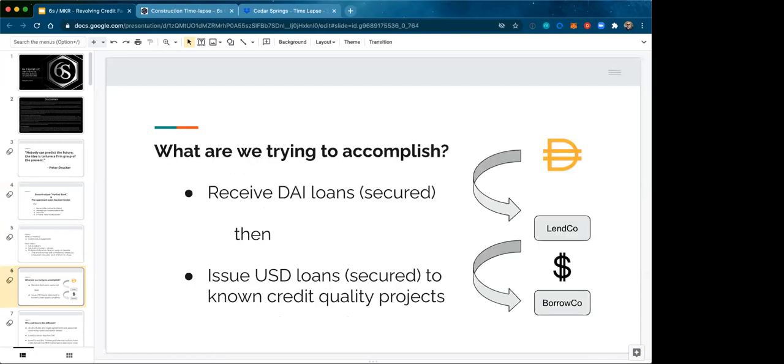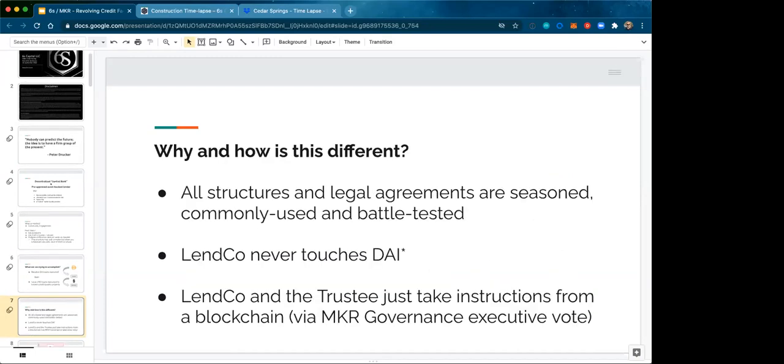So what are we trying to accomplish? We're ultimately, on my end, trying to accomplish getting a secured DAI loan and providing a secured DAI loan to projects that have a known credit quality. So how are we doing this that's different? We're using structures and legal agreements that are seasoned, commonly used, and battle tested. Nothing we're using or discussing is new in terms of legal structuring.